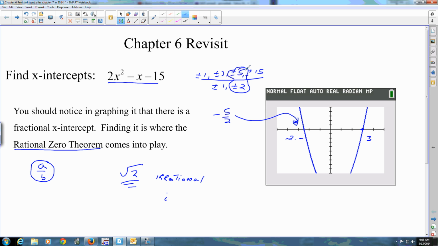And notice 3 over 1 is also a rational number. So it also found the other one. Now this doesn't work on all graphs. I'm just using this to go, hey, to find the x-intercepts, you can use the rational zero theorem to help you get ones that are fractional. It can also help you get ones that are whole number too, but those are usually much more obvious. All right.